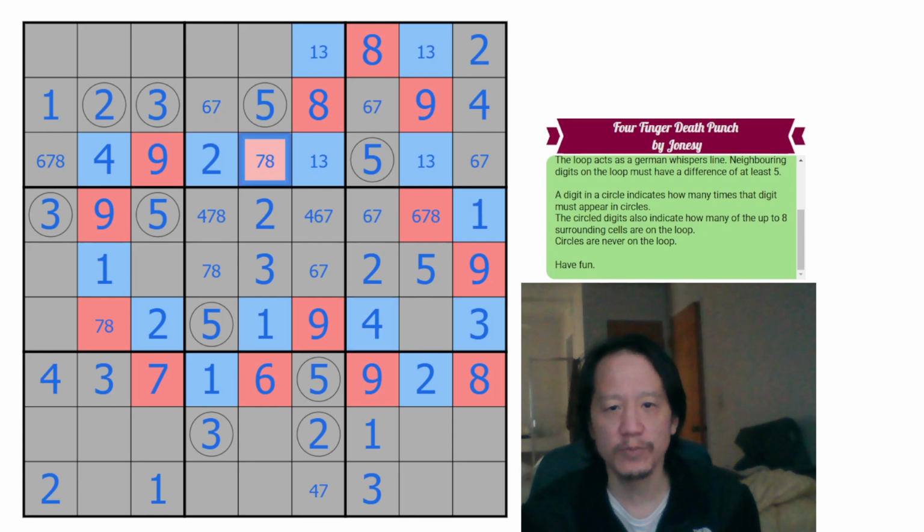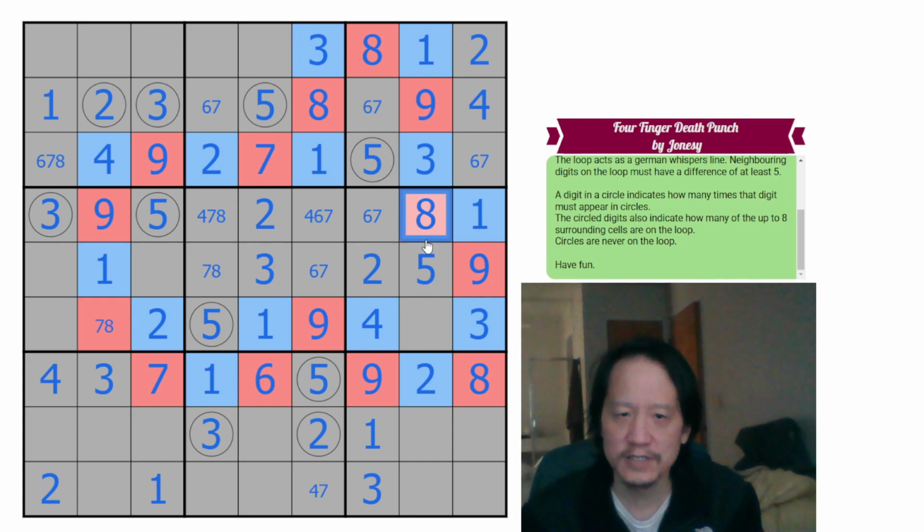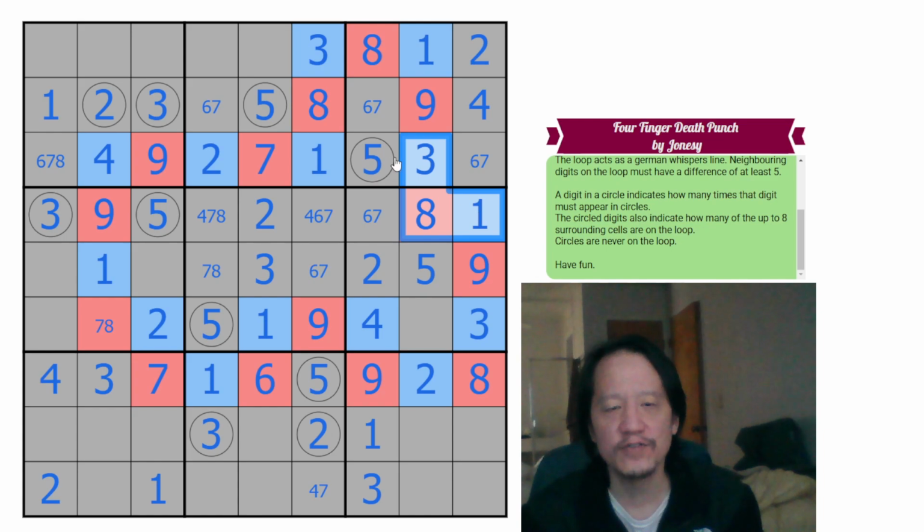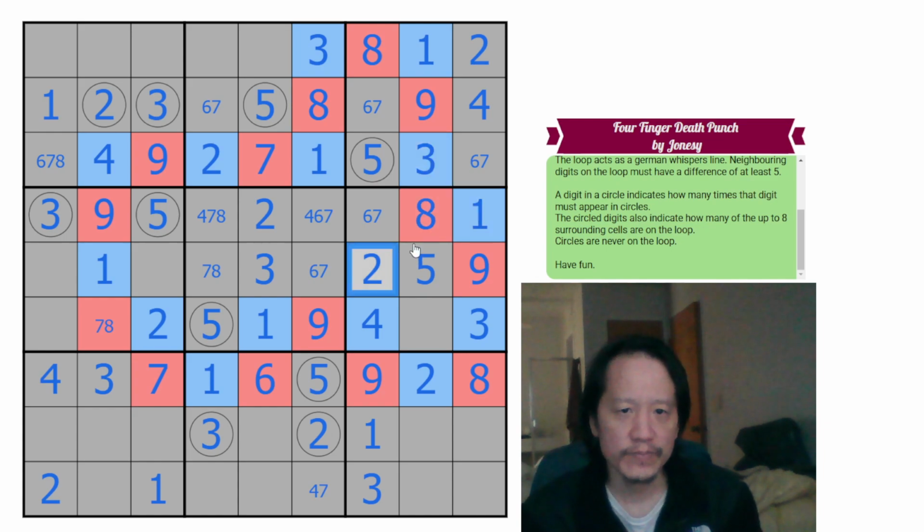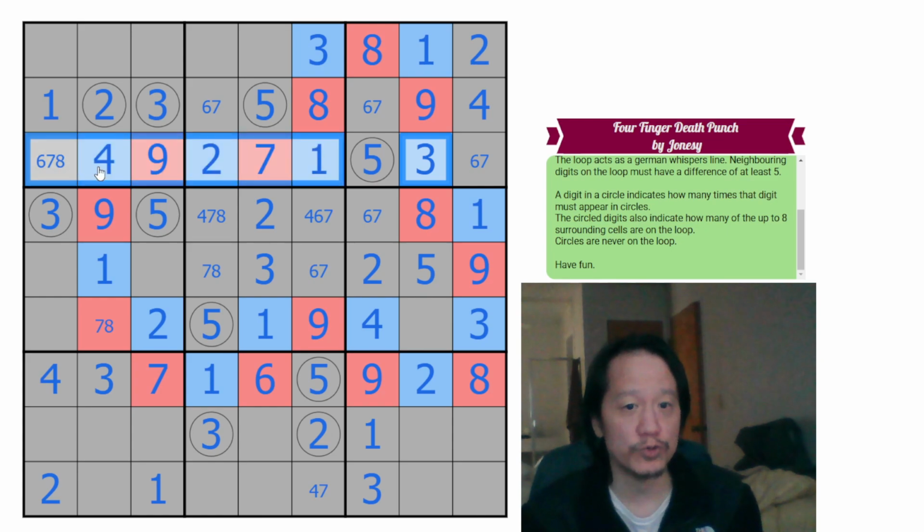Oh, this can't be 8 anymore. Therefore, this is a 7, which means 3 cannot be next to it, so therefore it must be 1. This must be 3. This must be 1, and this must be 3, which means this can't be 6 or 7. It has to be an 8 to have 5 next to it on the German whisper line. So this is 8. Now we just really do just Sudoku.